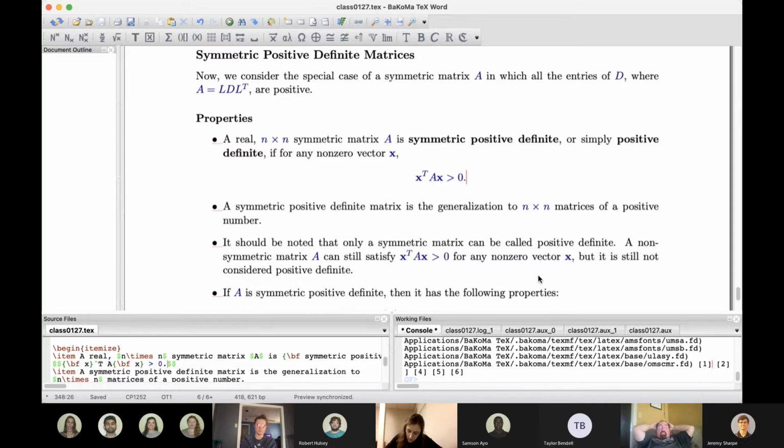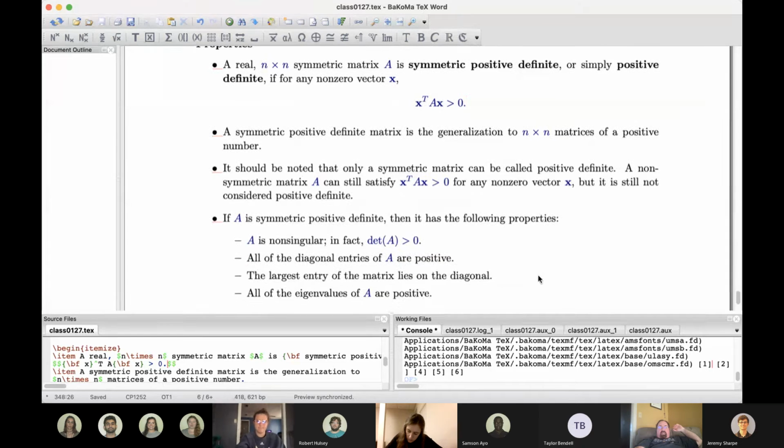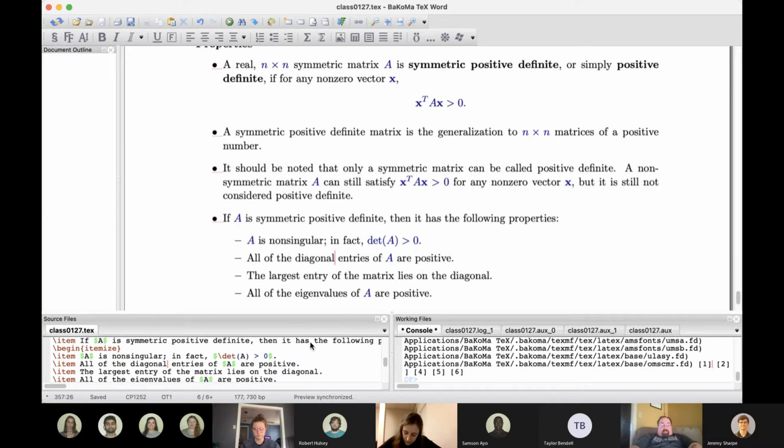Now, there are some interesting properties that a symmetric positive definite matrix has. Its determinant is positive. Diagonal entries are all positive. And you can see that from this definition here. If I set X equal to a column of the identity, then X transpose AX is just a diagonal entry of A, and that's required to be positive. Okay, so actually I'm going to make a note of that here.